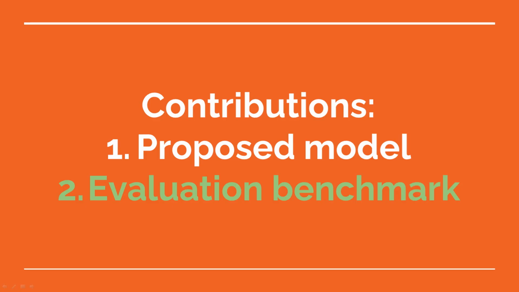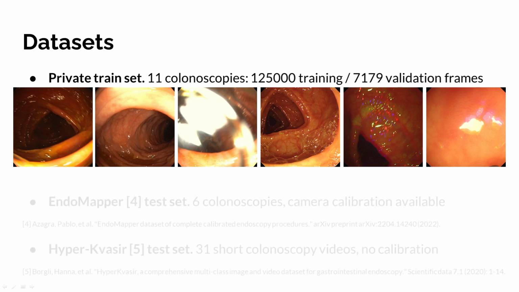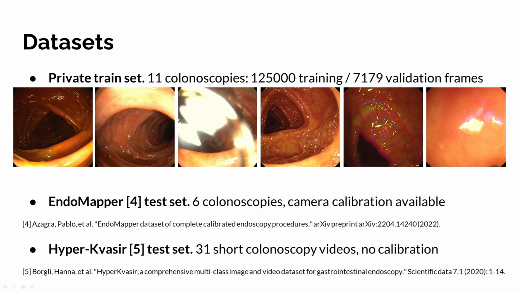We want to validate this model against other well-known methods, so we propose an evaluation benchmark to do that. The model was first trained on a private training set of 11 colonoscopies, with around 100,000 images for training and 7,000 for validation. The evaluation benchmark here contains videos from two different public datasets, ENDOMAPPER and HyperKvasir. ENDOMAPPER also has camera calibration information, while HyperKvasir does not.